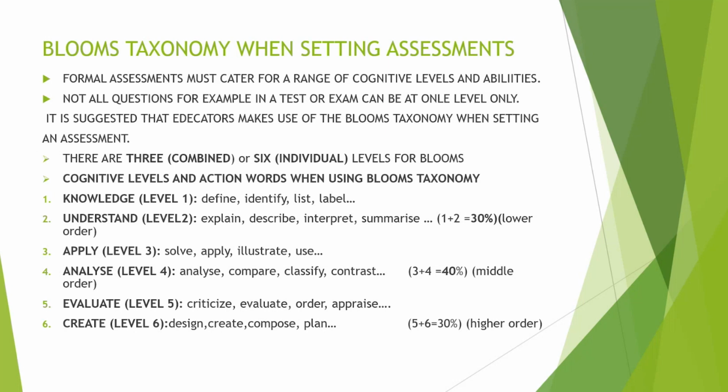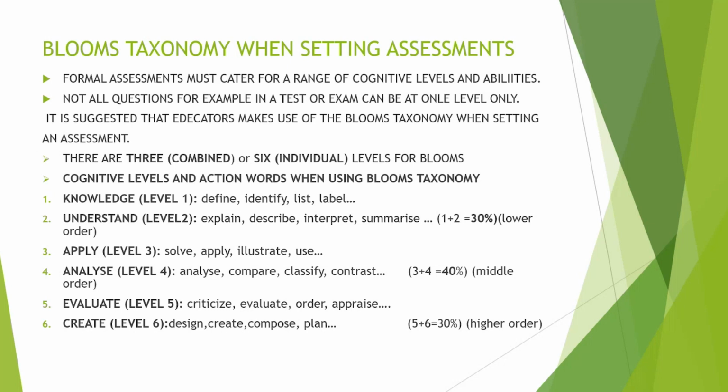And those two levels, apply and analyze, are called your middle order cognitive levels. And the majority of your question paper must be made up of those questions. Level 3 and 4, 40%. So you can see level 1 and 2 gives you 30%, level 3 and 4 gives you 40%. If we add the two together, it gives you 70%. So there is still 30% missing. So where's the other 30% coming from?